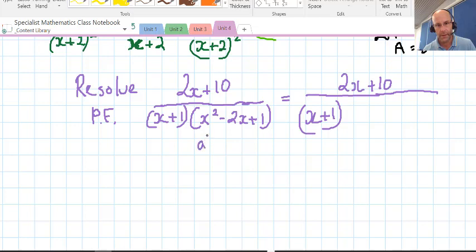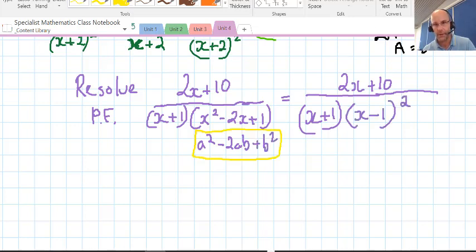Now remembering the identity a squared minus 2ab plus b squared, we do have x minus 1 as a repeated linear factor. Okay, so we just rewrite it and see if we can reduce that quadratic, and we can. So we have now something that is a case 2, and we keep going in that vein. So we have 2x plus 10.